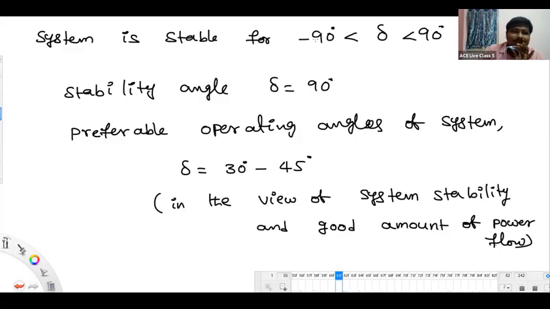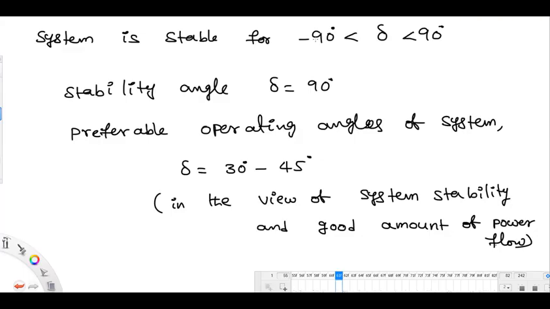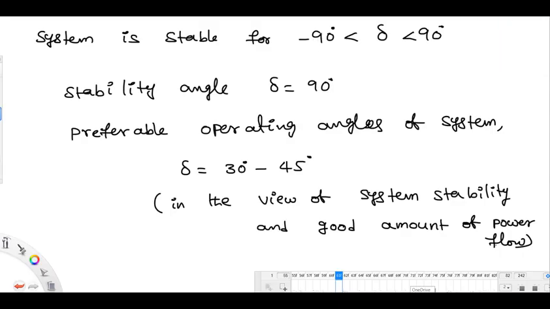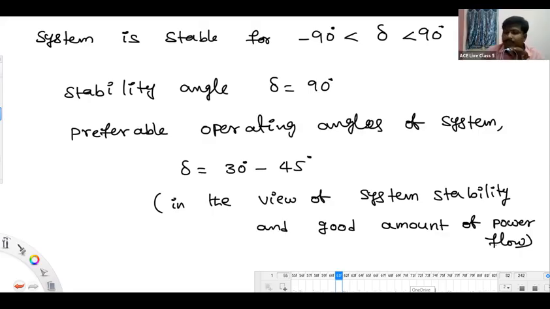dP by d delta is there, right? We can take it as the slope, sir. Slope, okay. dP by d delta is the slope only, I have written there. If that value is very, very high, obviously system stability is more, right? Yes sir.